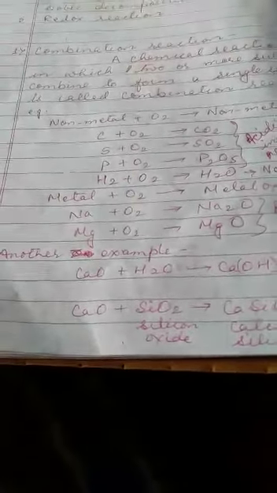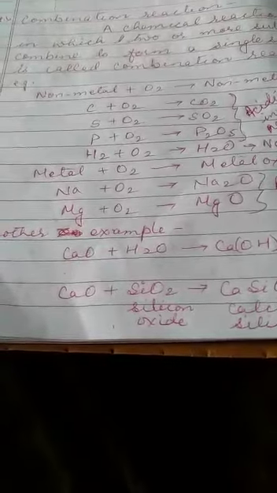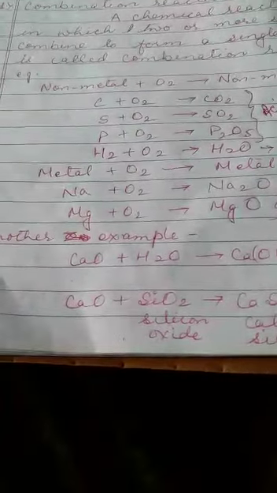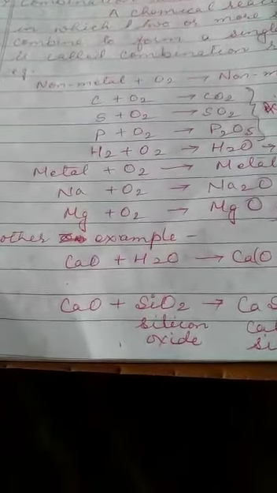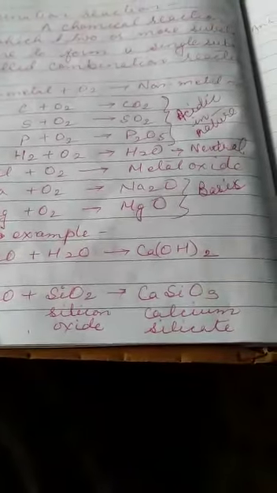Another example of combination reaction is calcium oxide plus water gives calcium hydroxide. Calcium oxide is commonly called chuna, that is quicklime. Quicklime, when it reacts with water, forms slaked lime, calcium hydroxide, and it is a very important reaction as it is used for whitewashing. Another example is calcium oxide plus silicon oxide. Silicon oxide is sand. When sand reacts with quicklime, it forms calcium silicate.